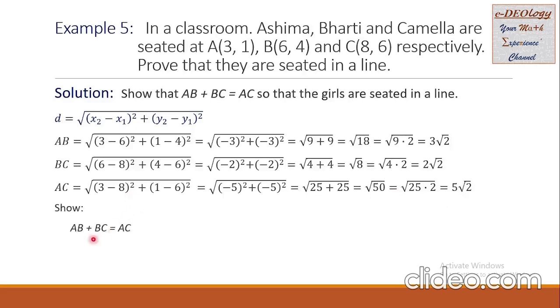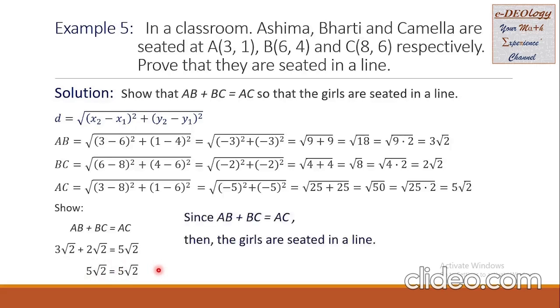Now let us show that AB plus BC equals AC. When we substitute the values, we have 3 square root of 2 plus 2 square root of 2 equals 5 square root of 2. The left side becomes 5 square root of 2, which is equal to the value of the right side. Since AB plus BC equals AC, then the girls are seated in a line.